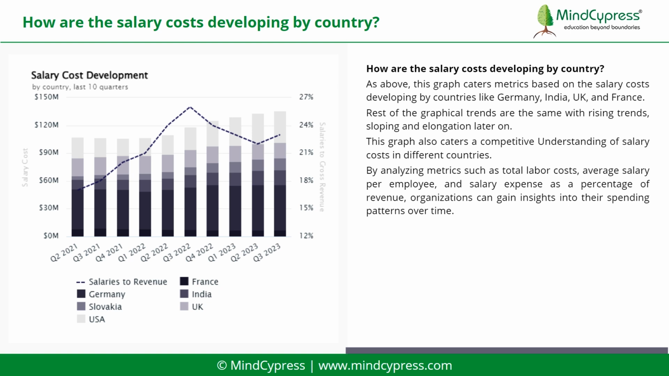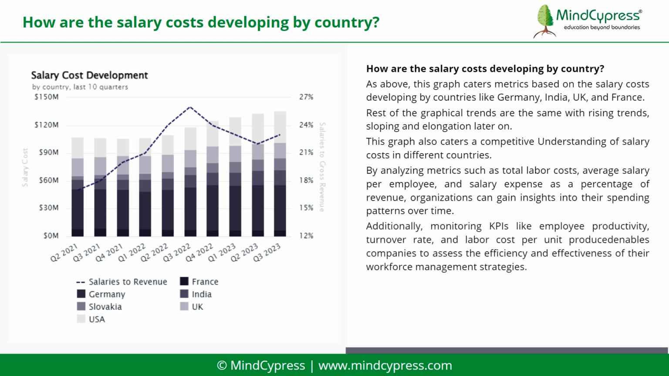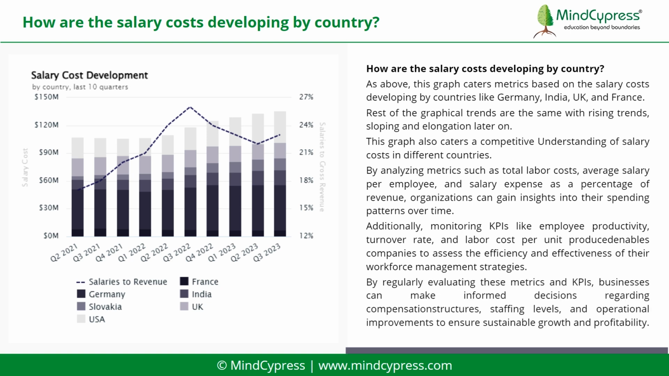By analyzing metrics such as total labor costs, average salary per employee, and salary expense as a percentage of revenue, organizations can gain insights into their spending patterns over time. Additionally, monitoring KPIs like employee productivity, turnover rate, and labor cost per unit produced enables companies to assess the efficiency and effectiveness of their workforce management strategies. By regularly evaluating these metrics and KPIs, businesses can make informed decisions regarding compensation structures, staffing levels, and operational improvements to ensure sustainable growth and profitability.